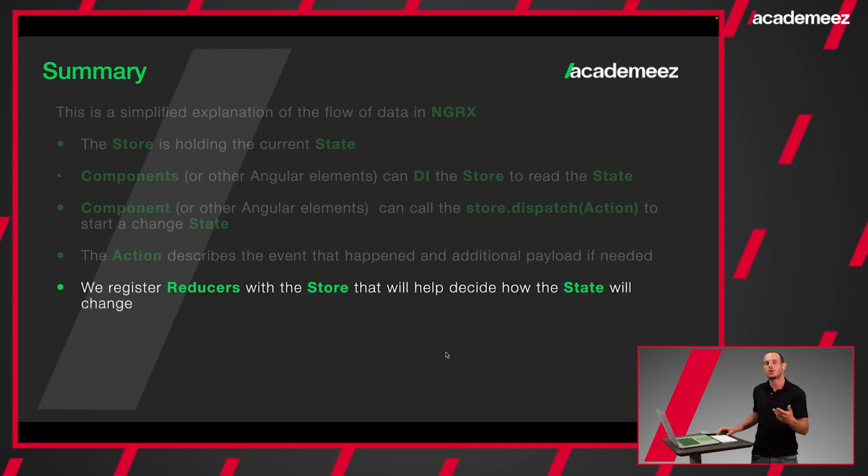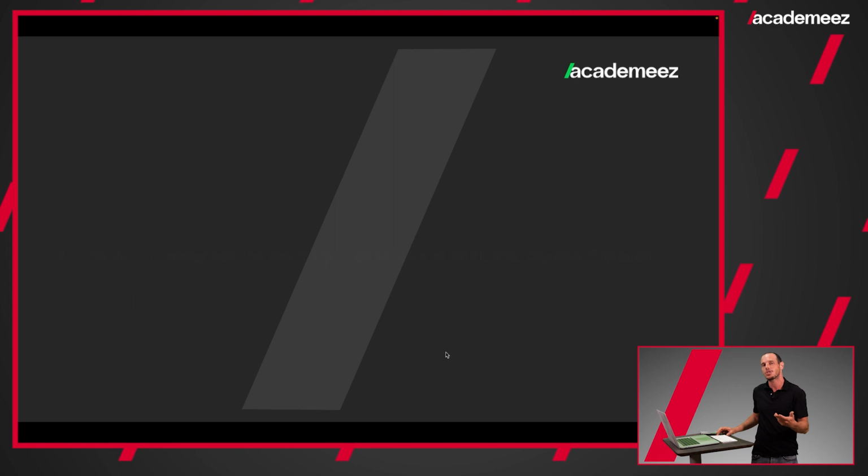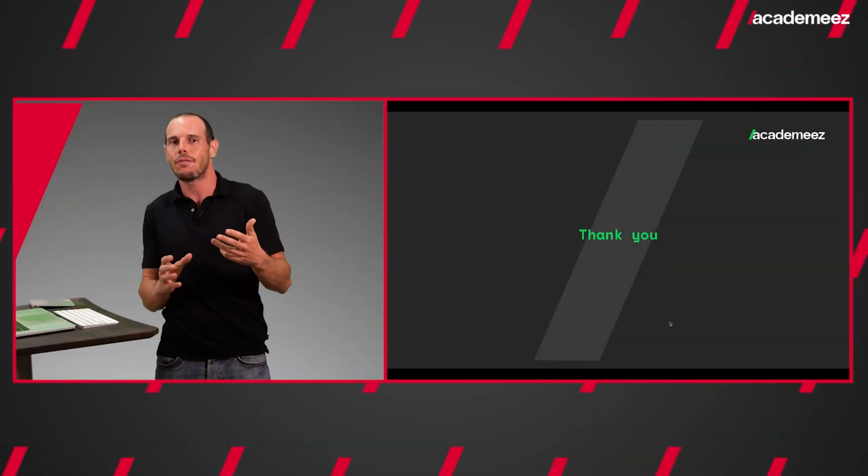We then register a reducer to our state, and the reducer is getting the action and decides how to change to the new state. That's it. That's the general data flow of NgRx.